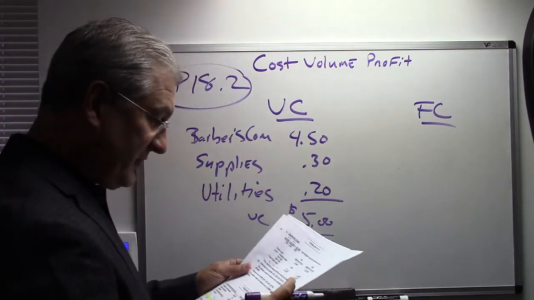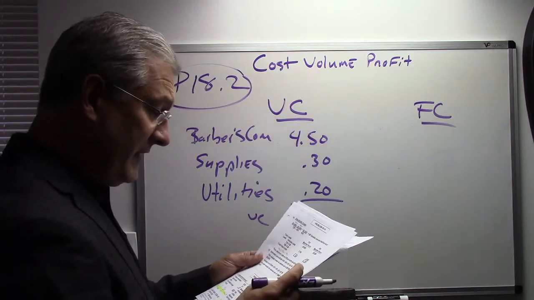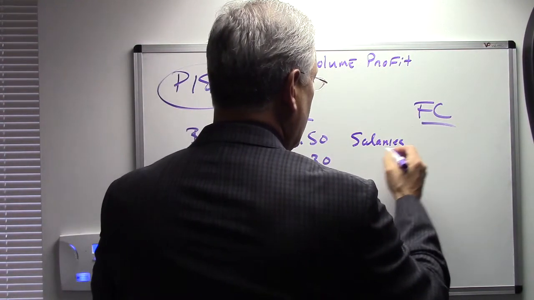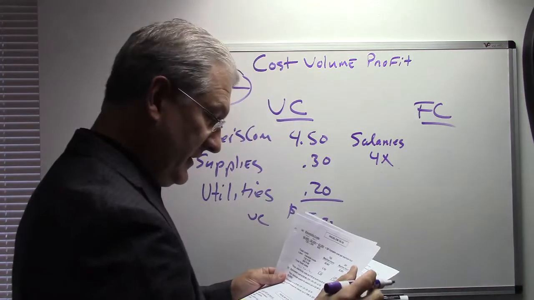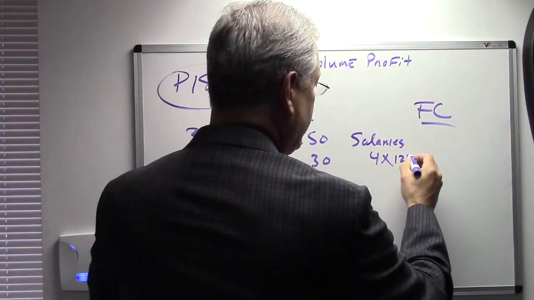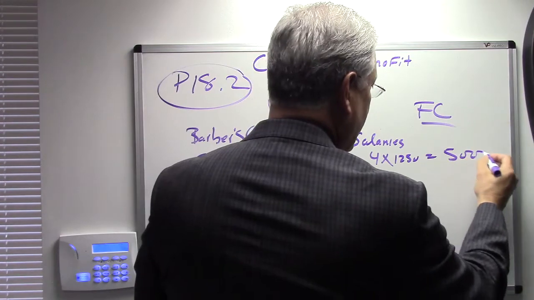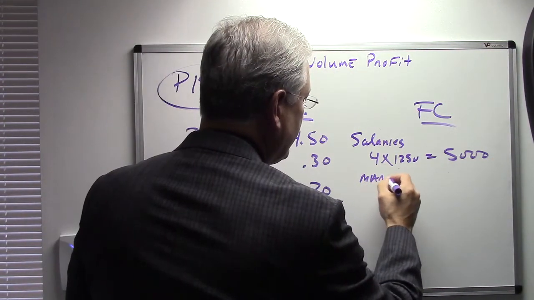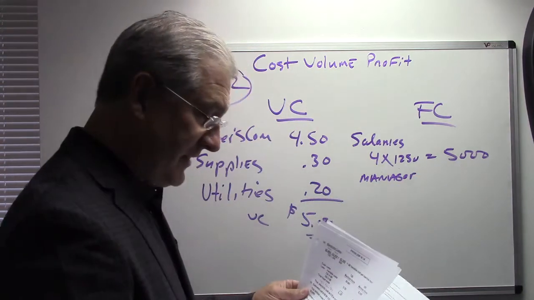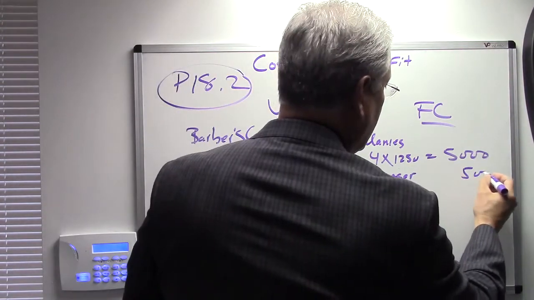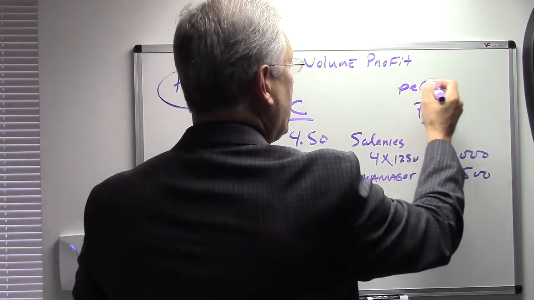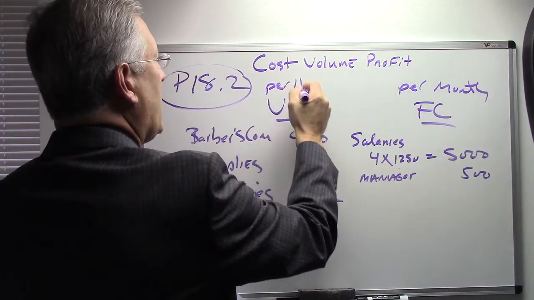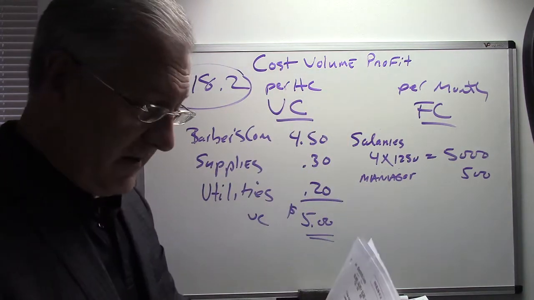On the fixed cost side, we have the salaries, which is 4 salaries times $12.50, which is $5,000. And then we have the manager, who gets a little extra, right? He gets another $500 per month. Fixed cost, right? Per month. Variable cost per haircut, HC haircut.